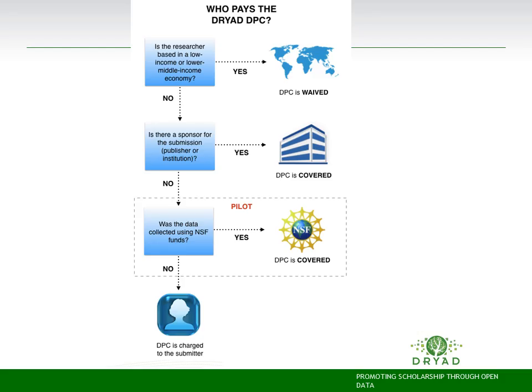Now, not everything is paid for by the journals. We do have sort of this hierarchy of how data is paid for. So the very first thing that we look at is if the research is being performed by a researcher in a low-income country, then we waive the fees entirely. If that's not the case, then we do look to see whether there is a journal or other institution that is attached to the data being produced that has agreed to sponsor it.